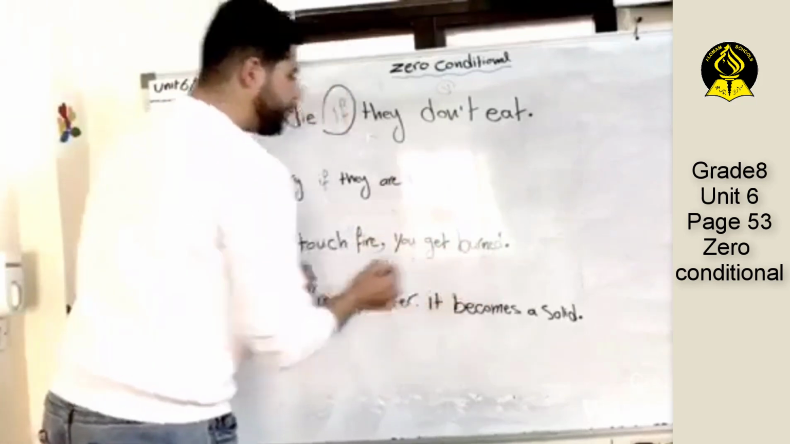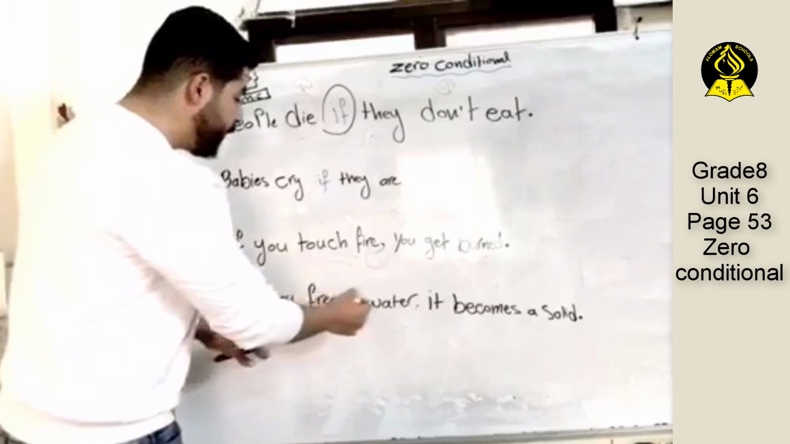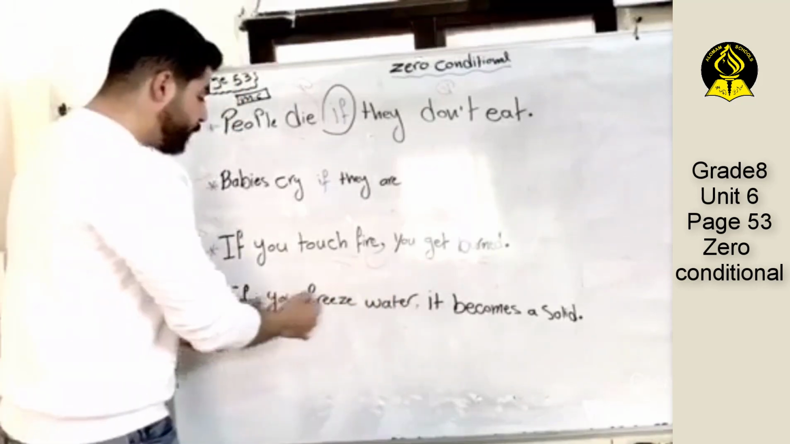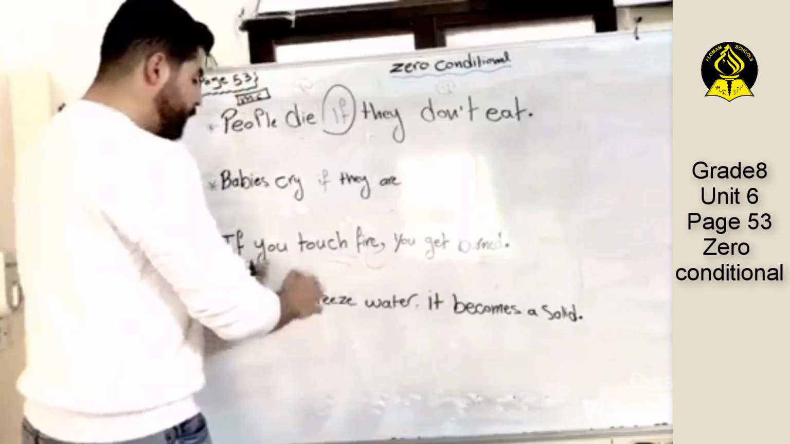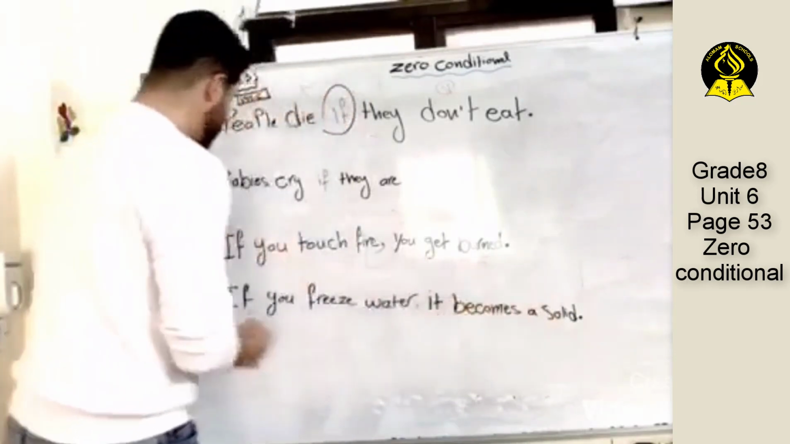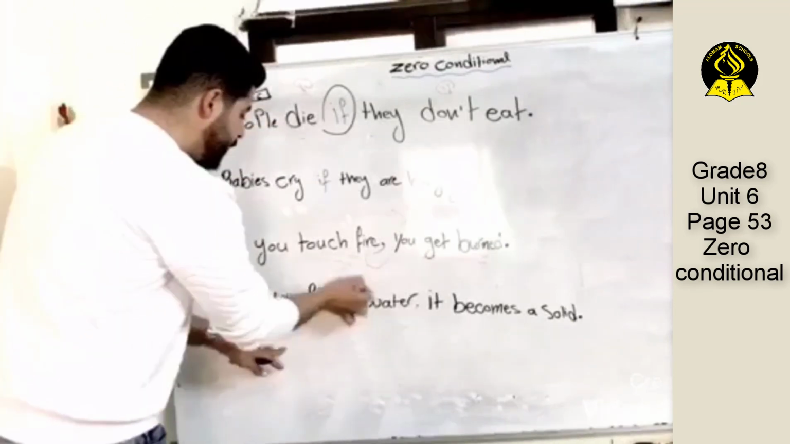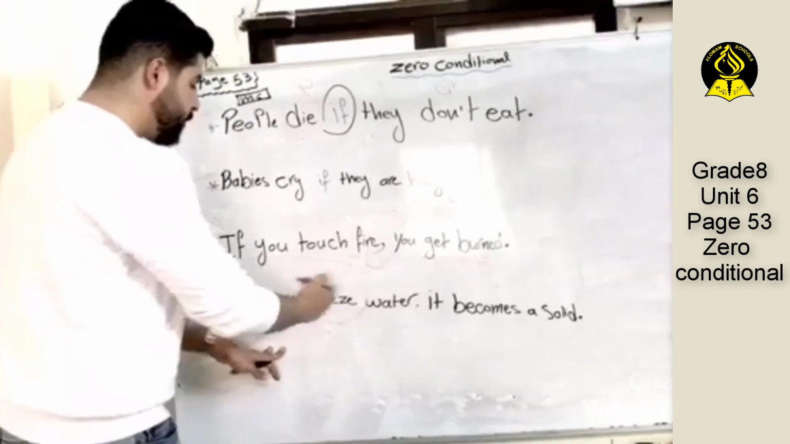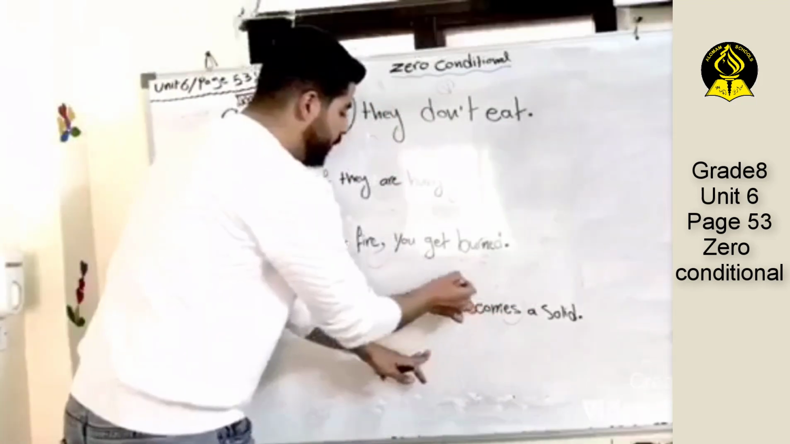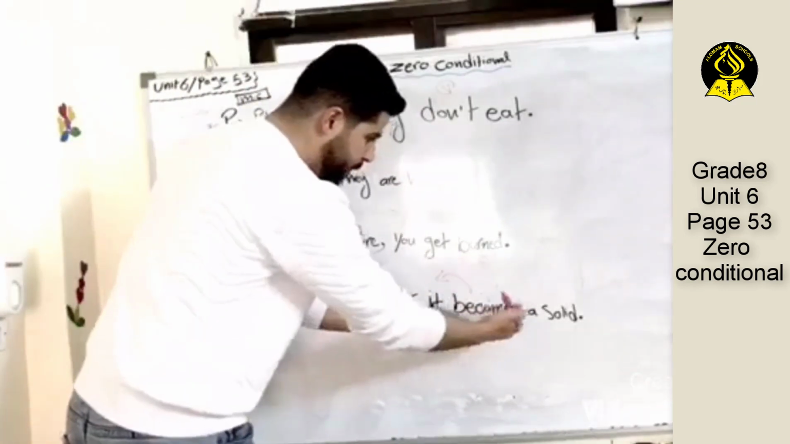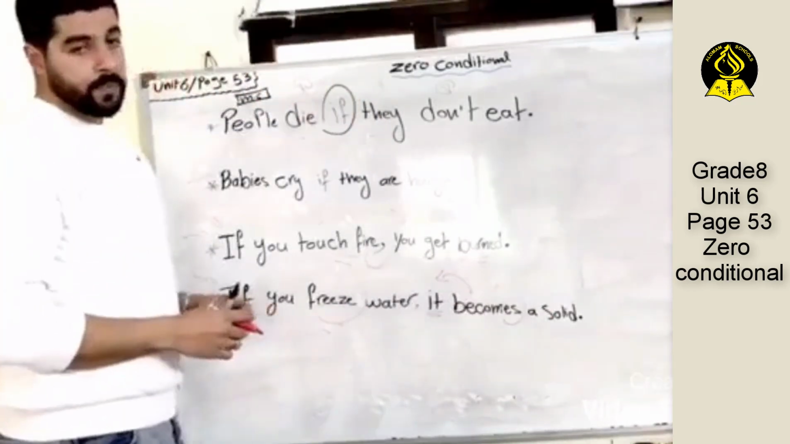You get burned. And the last one, if you freeze water, it becomes what? Solid. If you freeze water, it becomes solid. So the sentence starts with the if clause. We use freeze here, verb 1. If you freeze water, it becomes, look here, it becomes, because we used here verb 1 plus s, because it is singular, it becomes solid. Okay.